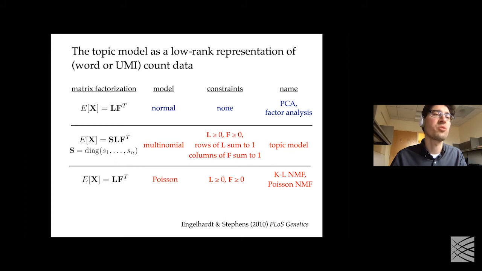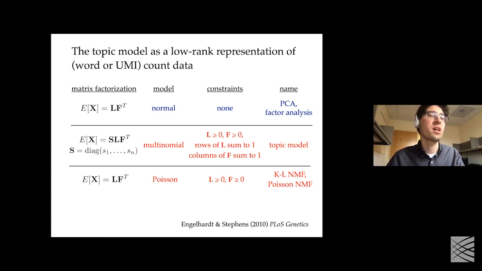So just to set the notation, we're thinking about modeling the expected value of our count data, X. That's a matrix with rows being cells and columns being genes. And so this is your classic low rank factorization. If you then use a normal model, you would get either a principal component analysis or factor analysis. So that's perhaps your most basic model. And of course you can model count data with a normal model as well.